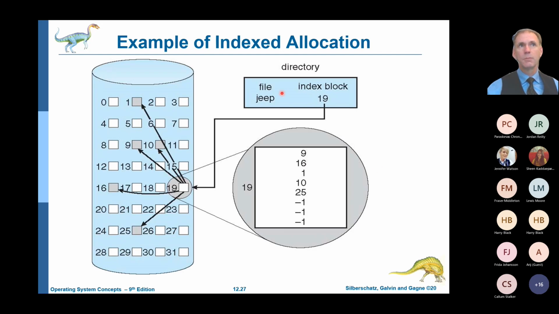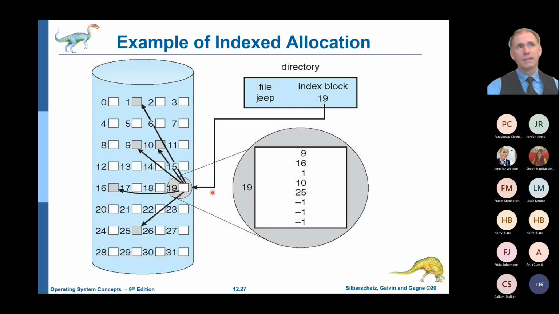So this time the same file doesn't point to the first block in the data, it points to an index block, and that index block says, okay, well, this file uses blocks 9, 16, 1, 10, and 25. So you can take those and say, please go and give us all of these blocks at once, and that gets the whole file in.